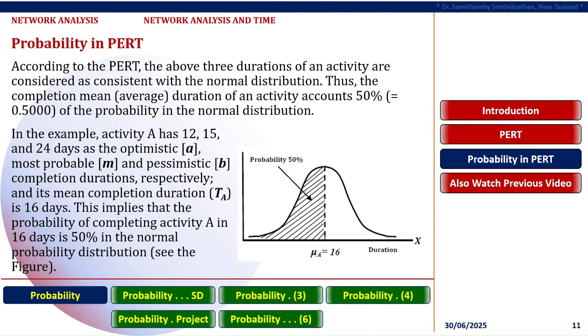In the example, activity A has the completion durations 12, 15, and 24 days as optimistic, known as A, most probable, known as M, and pessimistic, known as B, respectively, and its mean completion duration, known as TA, is 16 days. This implies that the probability of completing activity A in 16 days is 50% in the normal probability distribution. See the figure for details.